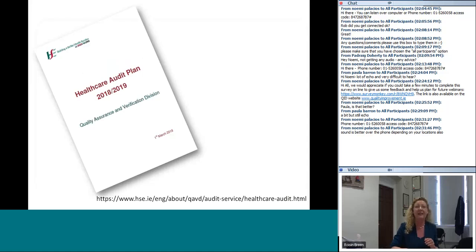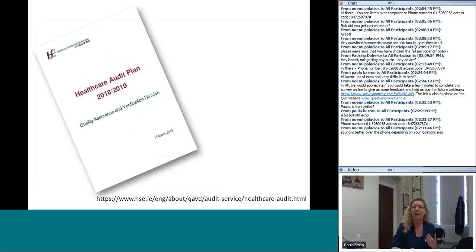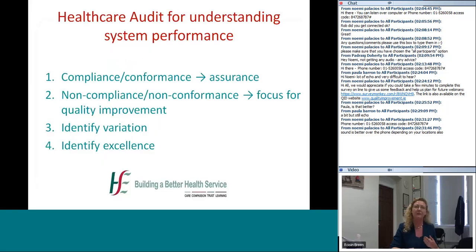So going back to the heading of this, it was about healthcare audit for understanding system performance. What we're trying to do is focus on the key critical risks, tracking from system performance to hopefully find compliance and give assurance, and if not, pointers for quality improvement. So, summarising there, when we find compliance, that would be great. We will give a level of assurance to the organisation.